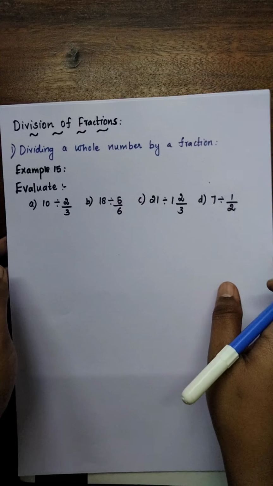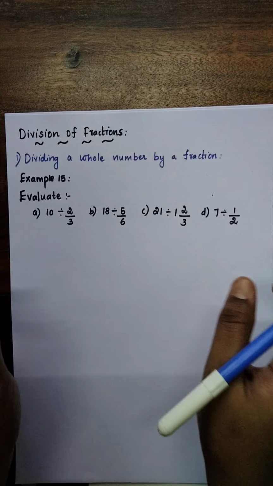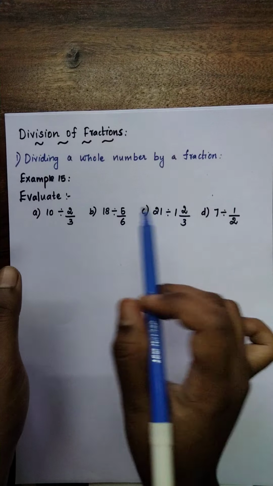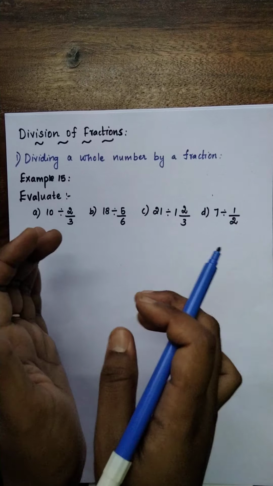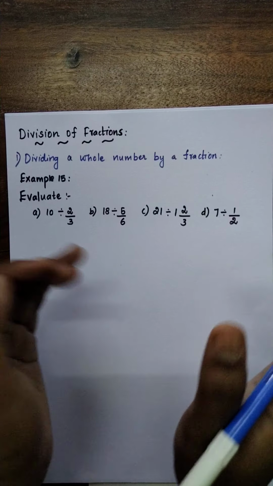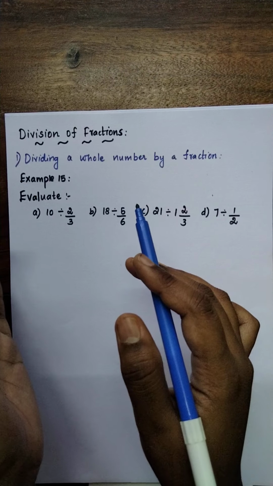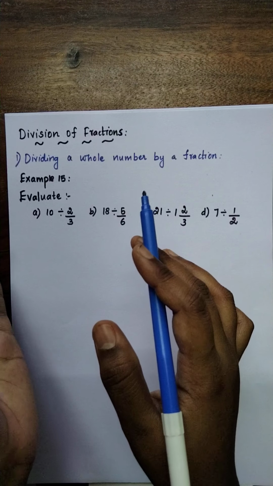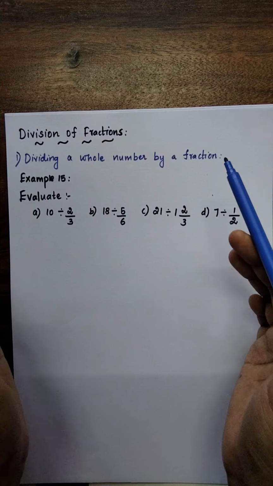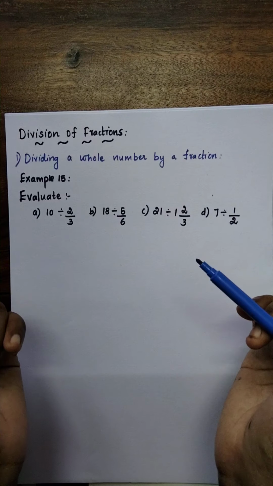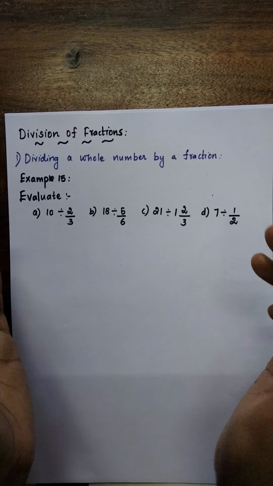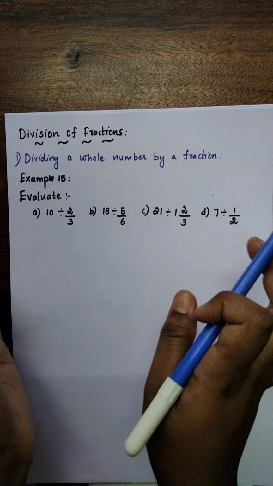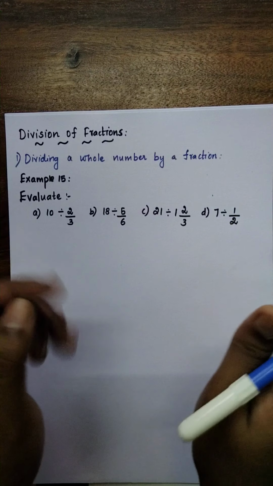So, our next heading is division of fraction. In the division of fraction, we are going to see dividing a whole number by a fraction. You all know what a whole number is. Whole numbers start from 0, 1, 2, 3, etc. A fraction is a number in the form a by b, that is numerator by denominator. Next heading is dividing a whole number by a fraction.